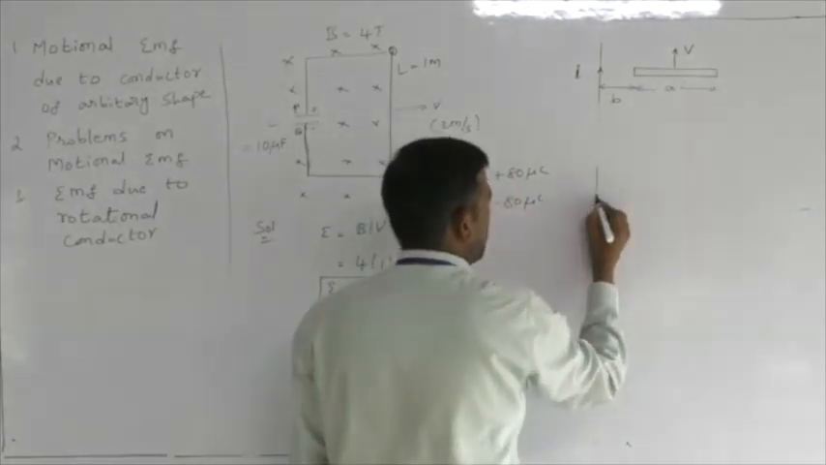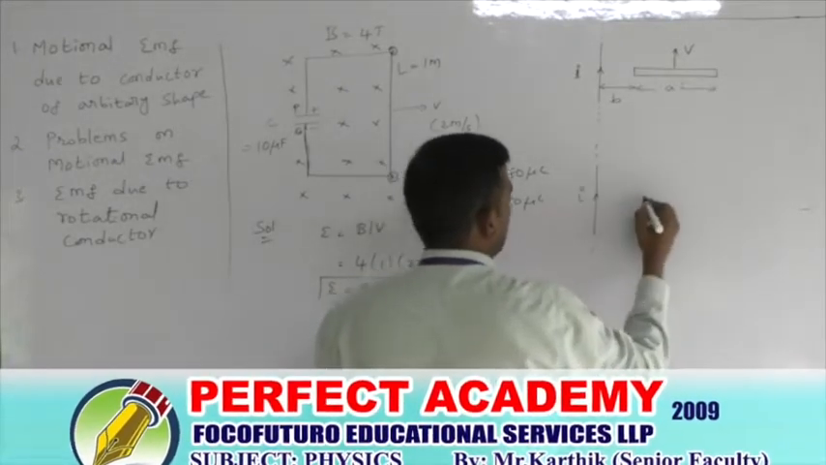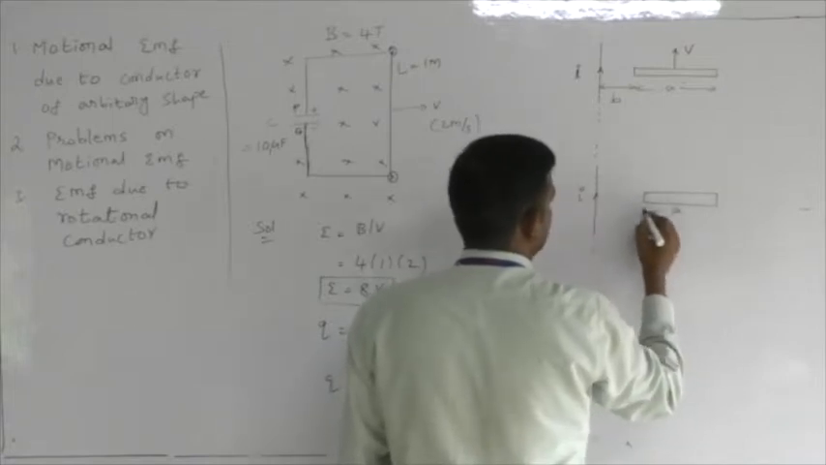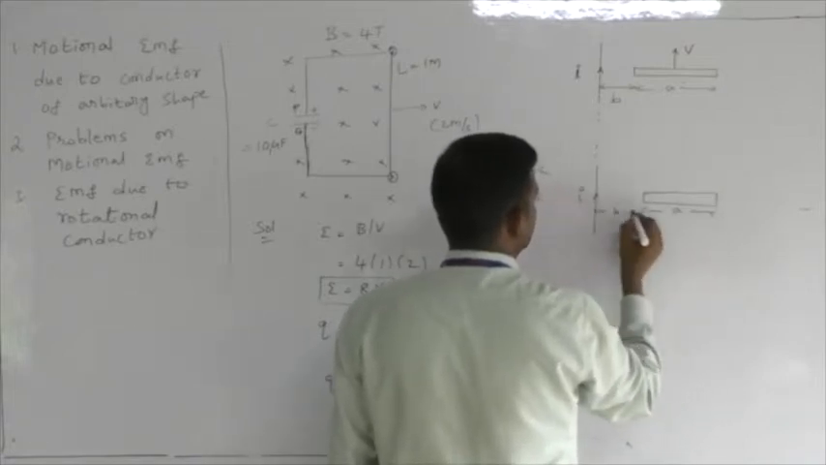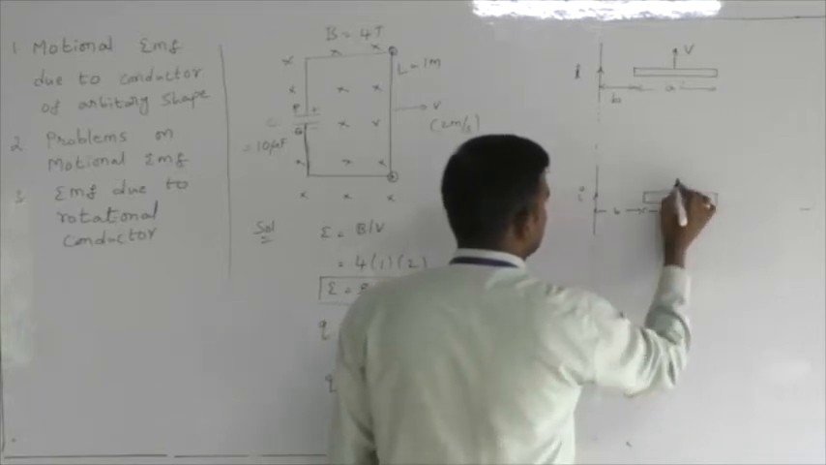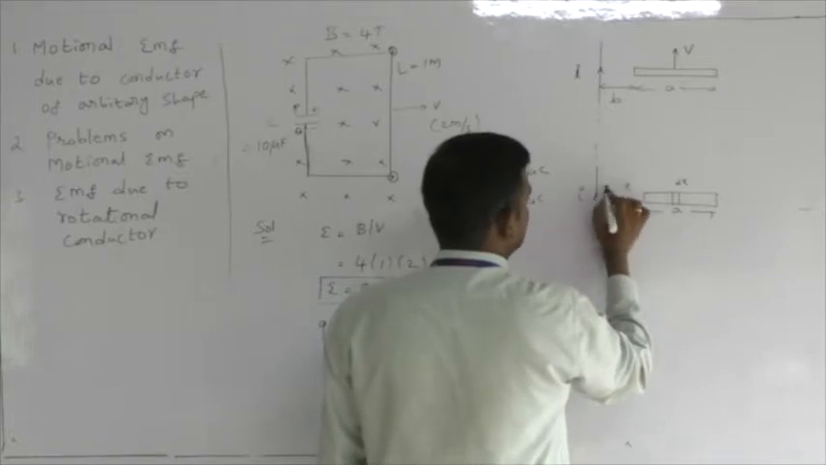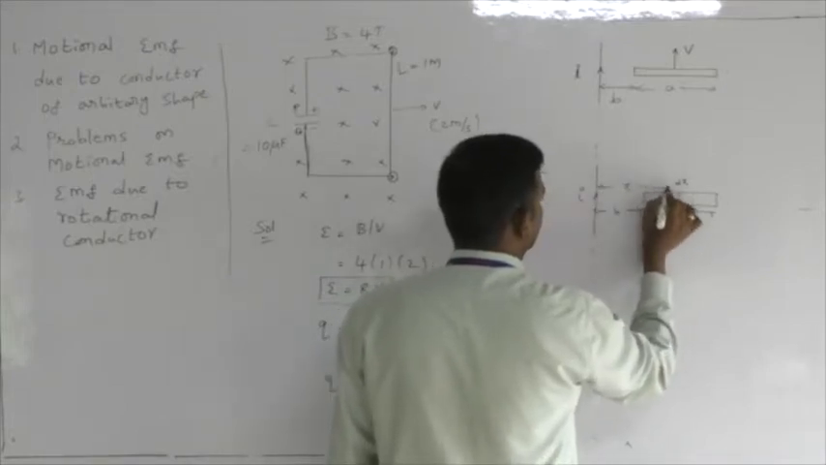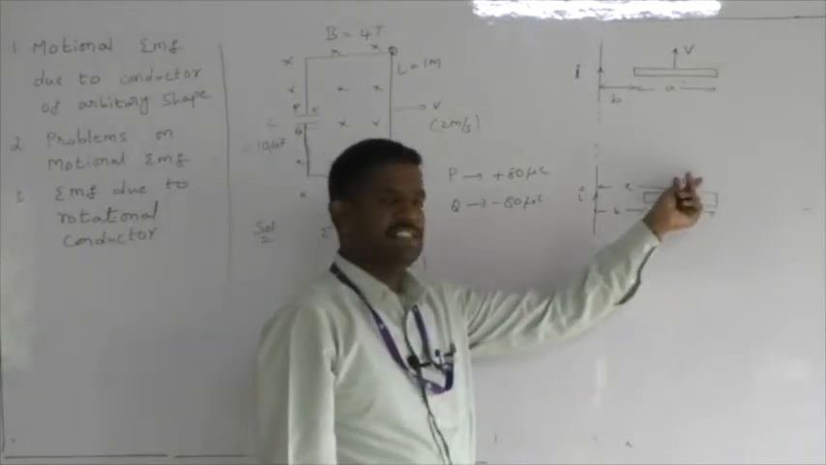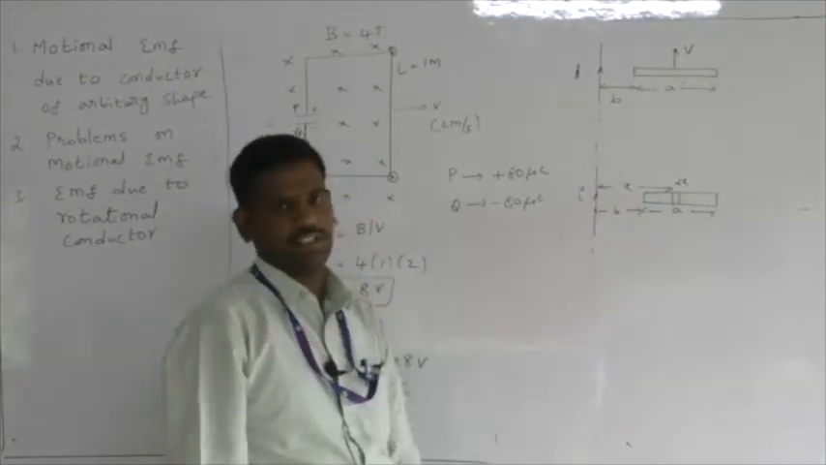Let me draw the same diagram here, which is carrying the current I, and this is the conductor, whose length is A, and one end is at a distance of B. Let me choose one small element here, which has a length of dx, and it is at a distance of x away from the straight conductor.